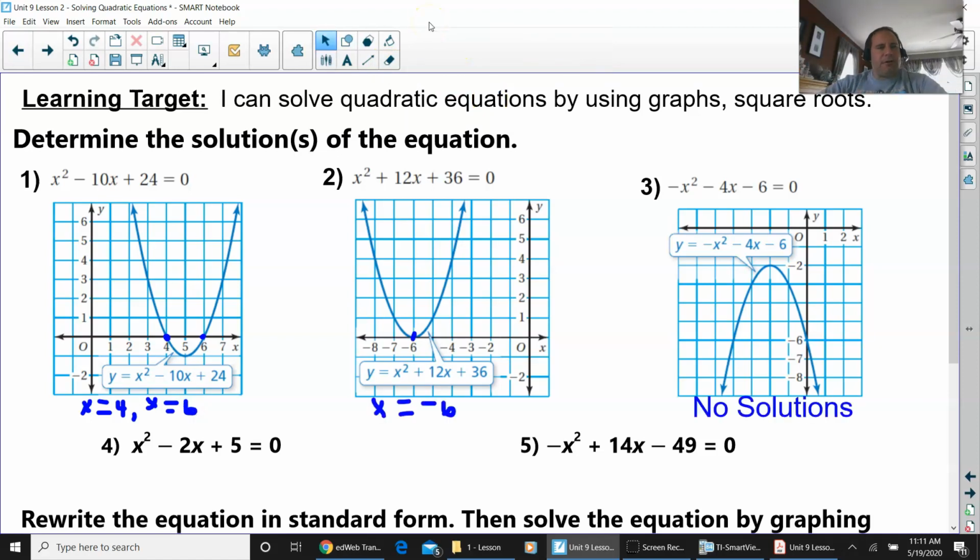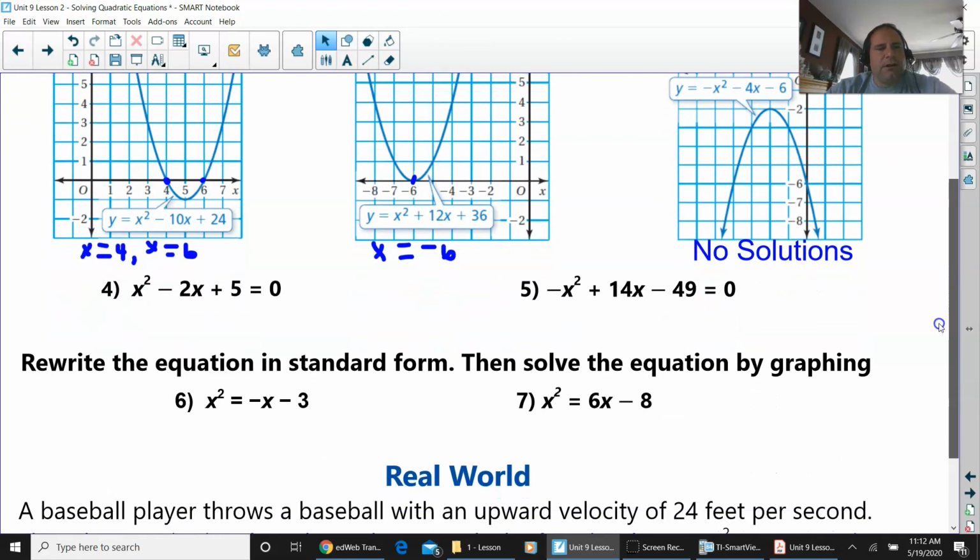All right, so number 1 is, we did it already, 4 and 6. Number 2 is just x equals -6. It only hits that x-axis once. And number 3 is no solutions at all because it does not come close to that x-axis, or touching it, it doesn't touch it, and it doesn't go through.